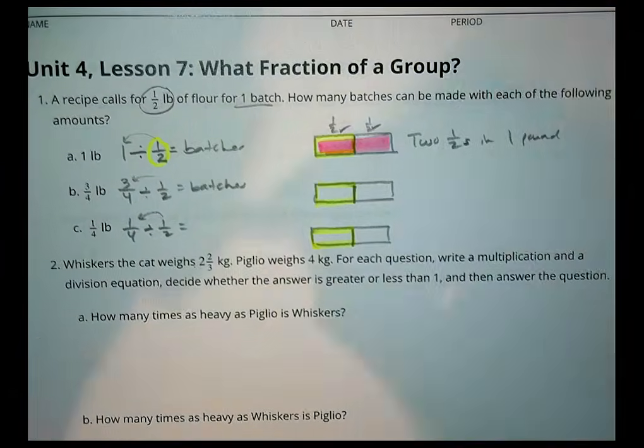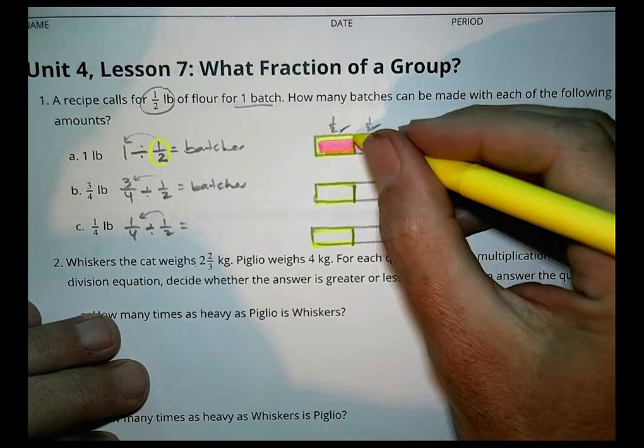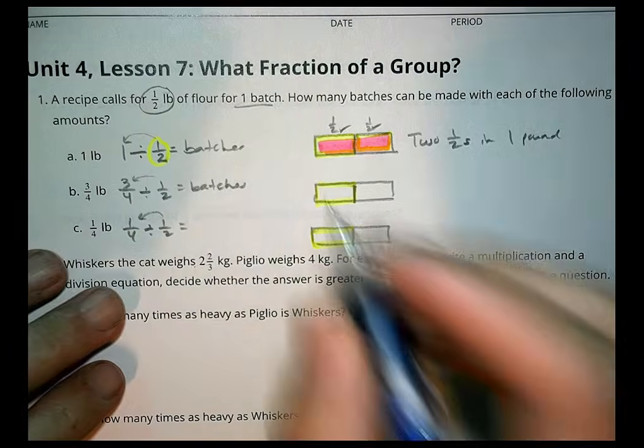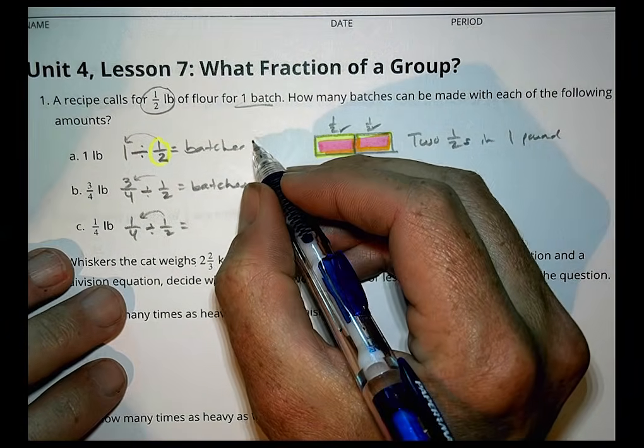And you can see that there. I can draw another half here and help you see it. I have a half there and I have a half there inside of 1. That's one way of looking at it. So I have 2 halves inside of 1. So that batch is going to be equal to 2.